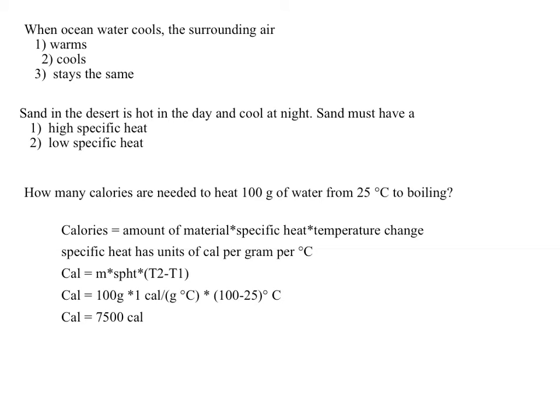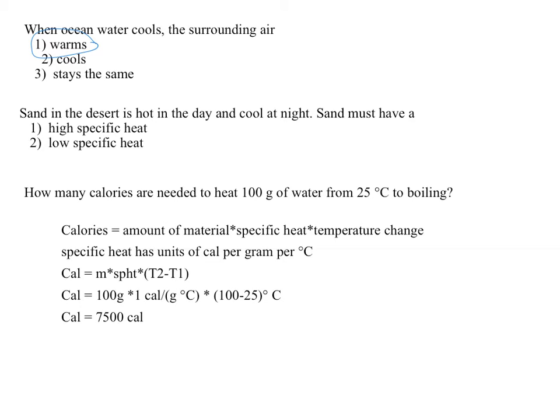All right, so let's look at this next question here, a couple of questions. When ocean water cools, so it's cooling down, the surrounding air does what? Do you know? If the temperature of the water is getting cooler, heat energy therefore is being released, the surrounding air gets warmer. Sand in the desert is hot in the day and cool in the night. What does that mean? Well, sand absorbs a lot of heat from the sun and then releases a lot of heat. Therefore, which do you think it is? Which do you think it is? Oh, I'm going to let you answer that one.